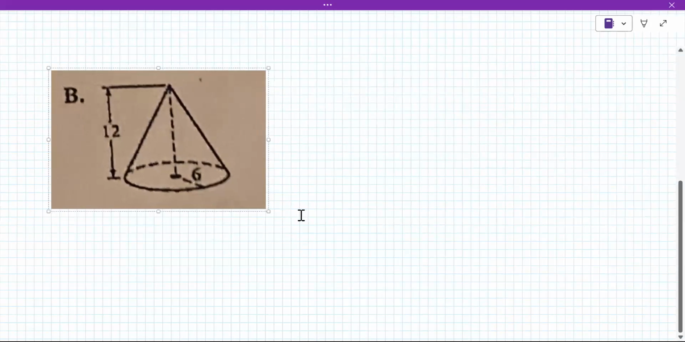What is the name of this shape? The name of the shape. That is a cone. Very good. It's a party hat called a cone. You are correct. Do you remember the volume formula for a cone? The volume formula for a cone.